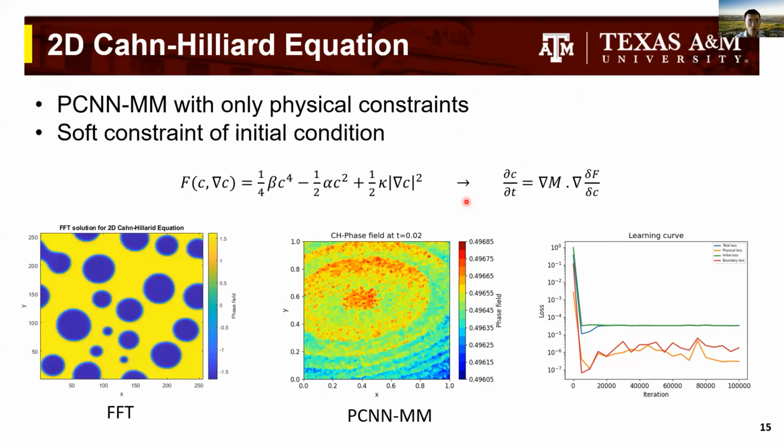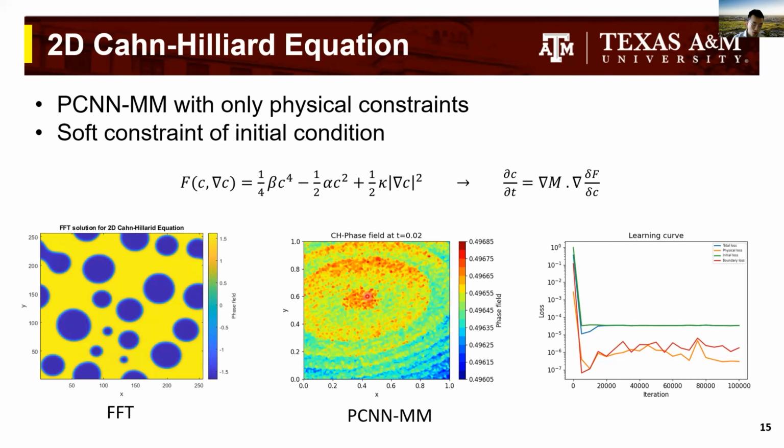And then we use the physical constraint neural network with Minimax architecture to solve this two-dimensional Cahn-Hilliard equation. Basically, this represents the spinodal decomposition process. When we only consider the physical constraint without any training data, the first figure shows the solution from the FFT, and the second figure shows the prediction from our physical constraint neural network. You can see that if we only apply the soft constraint of the initial condition, the prediction from the PCN is not very good.